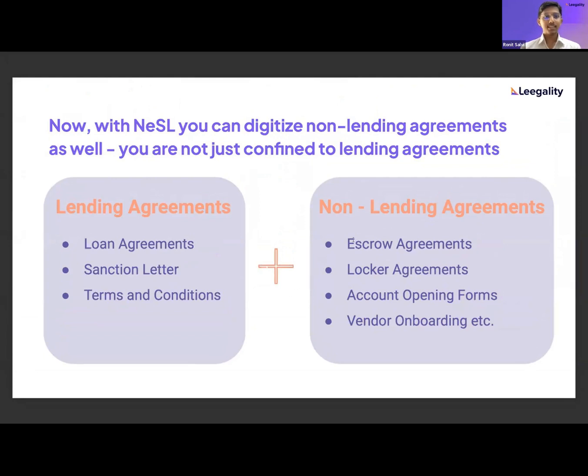For banks, some of the most common use cases can be escrow agreements, locker agreements, vendor onboardings, and a lot more. The main advantage of non-lending flow over the traditional process is the ability to do real-time e-stamp generation for a particular agreement. Let us just dive into how non-lending flow works.